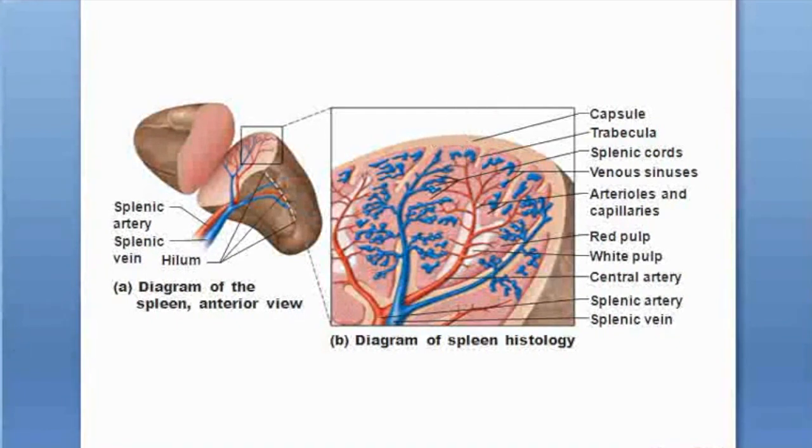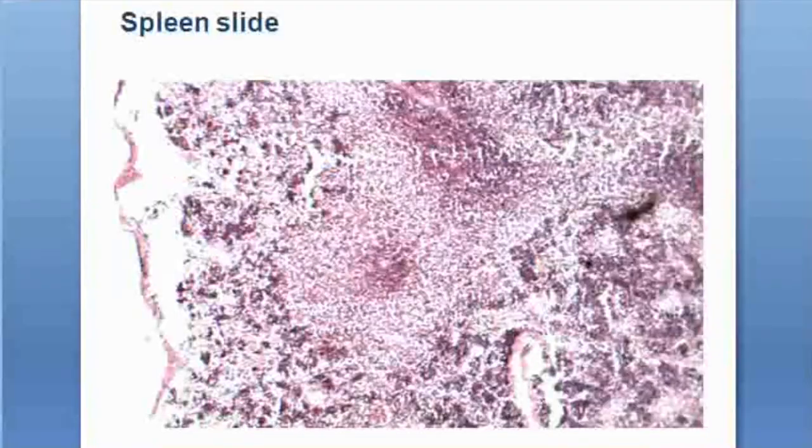Remember, on the slide in our class, we will see the white pulp actually looks dark on the slide because the lymphocytes are so dense. The red pulp appears a little more pale because there's more space out there. And right here, hard to focus on, but that hole right there is the lumen of a blood vessel called a central artery. If it's really small, we could call it a central arteriole.